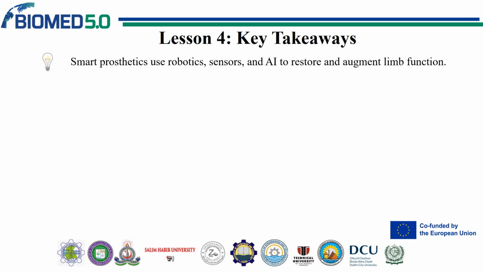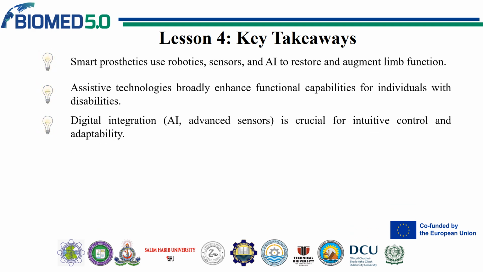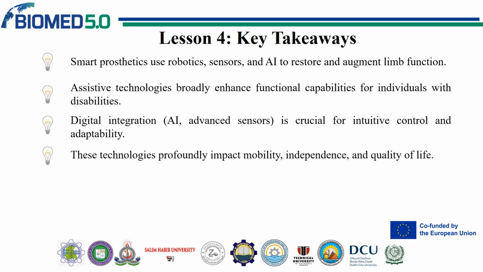To conclude Lesson 4, we've explored how smart prosthetics utilize robotics, sensors, and AI to not just restore but genuinely augment the function of lost limbs. We've also seen that assistive technologies form a broader category, enhancing the functional capabilities of individuals across diverse needs. Digital integration, particularly through advanced sensors and artificial intelligence, is absolutely crucial for enabling intuitive control and adaptive behavior in these devices. The impact on quality of life is profound, leading to increased mobility, independence, and social inclusion.